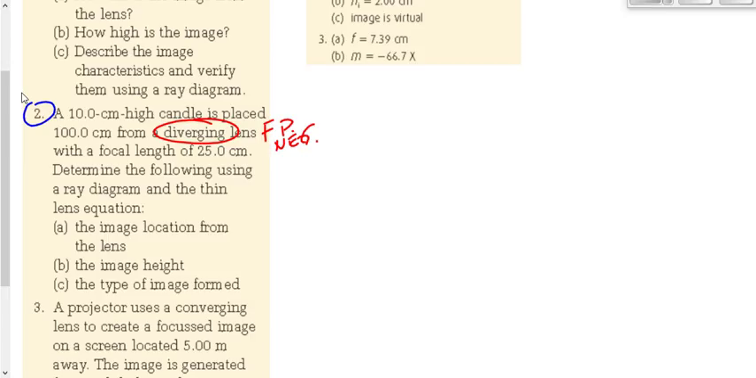Don't forget to do that, because if you do, then everything is going to be messed up for this entire question. We want to find, forget about the ray diagram. We've drawn all of those already. We want to find the image location from the lens. That's the image distance and the image height as well as the type of image formed.